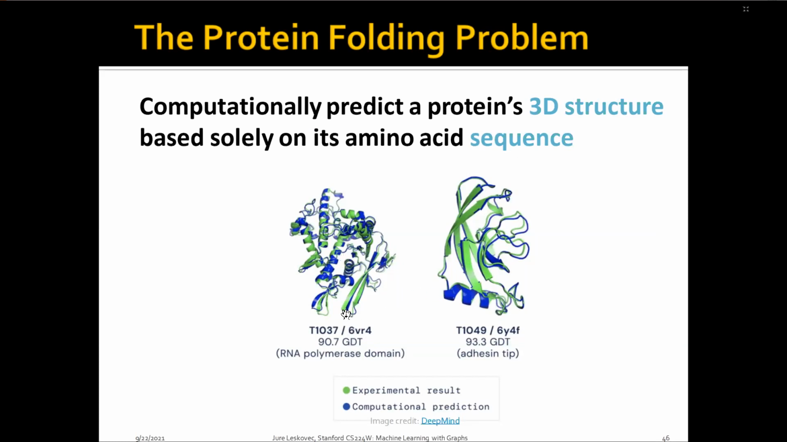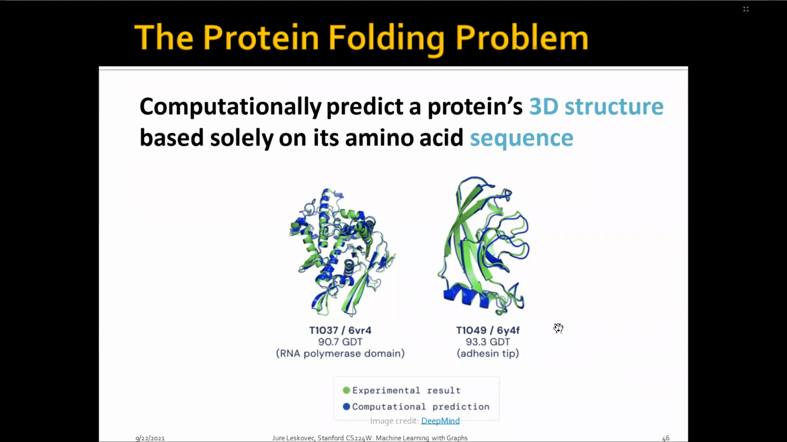So you see the green one is the experimental result, say from some biological experiment, right? So it's more like the ground truth. And then this blue one is the computational prediction from the graph neural network. You see the results are actually very close.